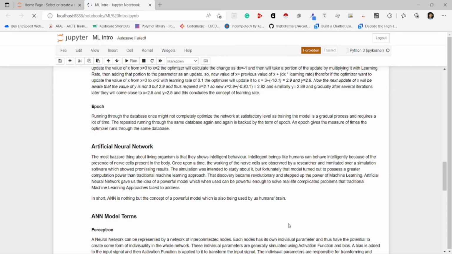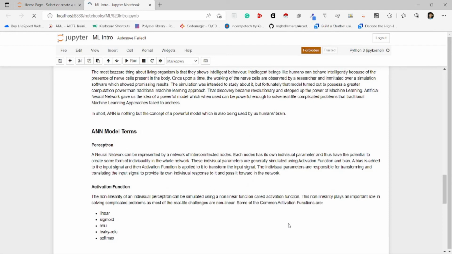That discovery became revolutionary and stepped up the power of machine learning. Artificial neural network gave us the idea of a powerful model which can be powerful enough to solve real life complicated problems that traditional machine learning approaches fail to address. In short, ANN is nothing but the concept of a powerful model which is also being used by us human brains.